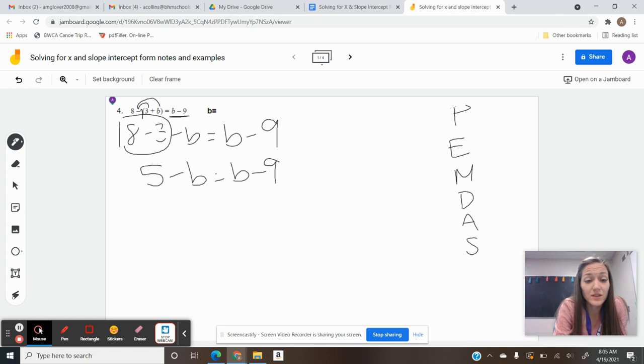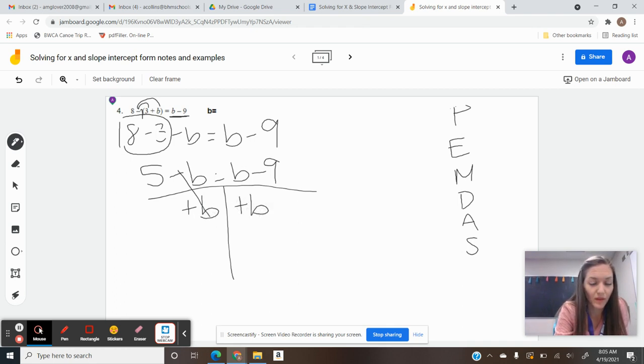All right, so now I just need to get all the b's on one side and all the numbers on the other side. And there's a few different ways you can do this, but I'm going to go ahead and just cancel out this negative b on this side by adding b. Negative 1b plus 1b would just be 0, so those would cancel out. But if I do it to this side, I have to do it to the other side, so I have to add b. And then I'm left with 5 on this side because those canceled out, equals b plus b is just 2b minus 9.